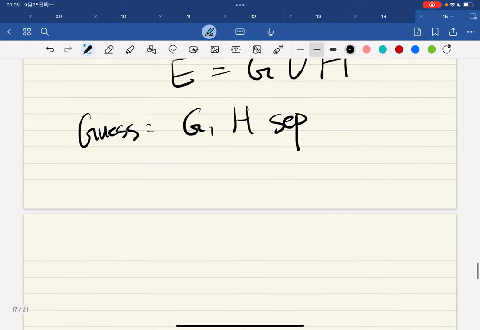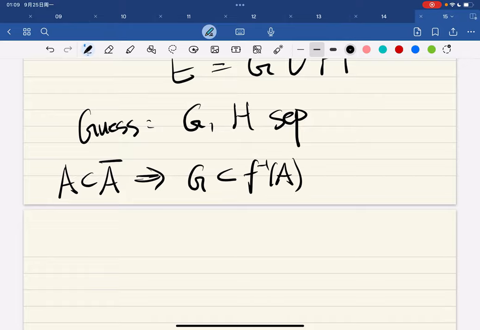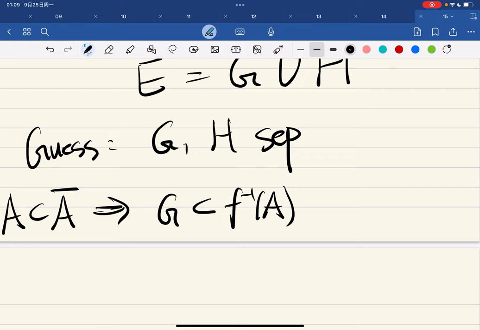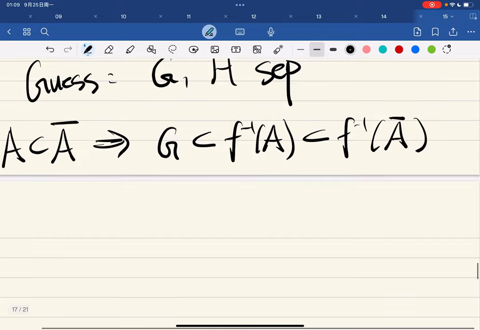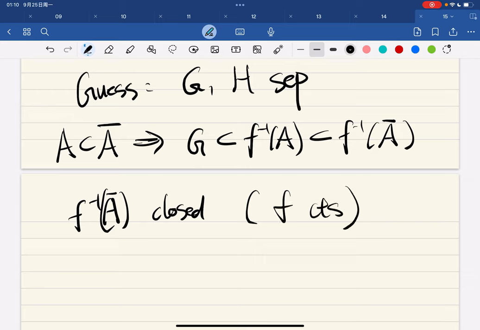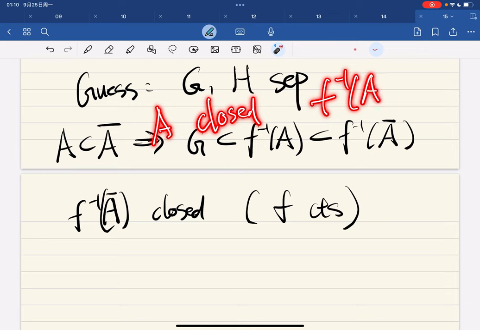Right, G and H are separated. Okay, so first, we know that A is a subset of A closure. So we have G is a subset of this, because G is defined like this, right? And since this is closed, provided that f is continuous. I forgot to tell you that, for this open. But similarly, you can prove that if this is closed, then this is closed, if f is continuous, right?